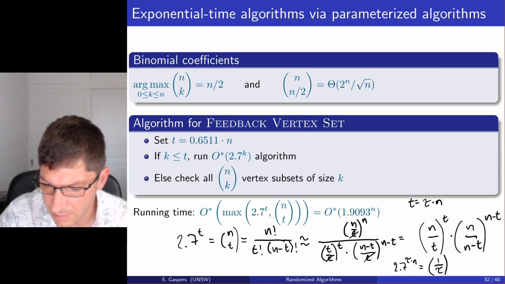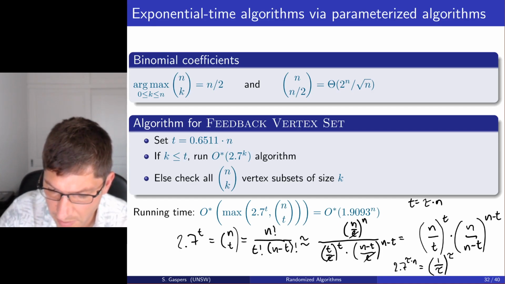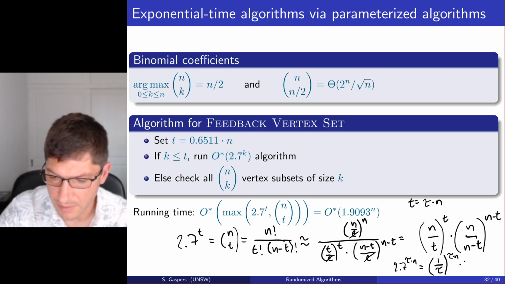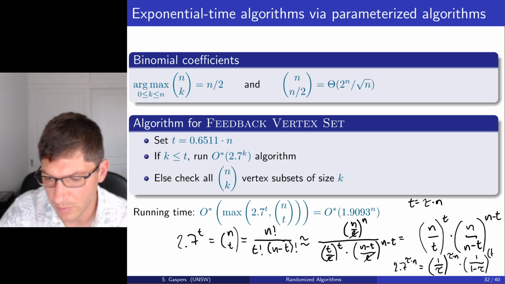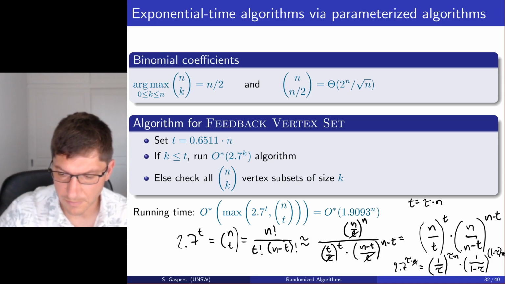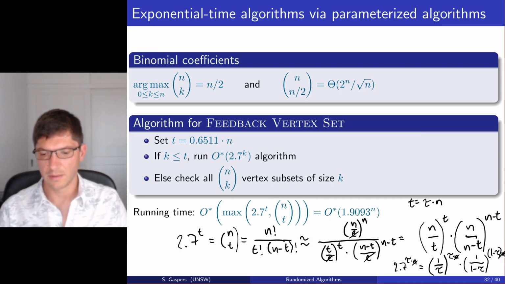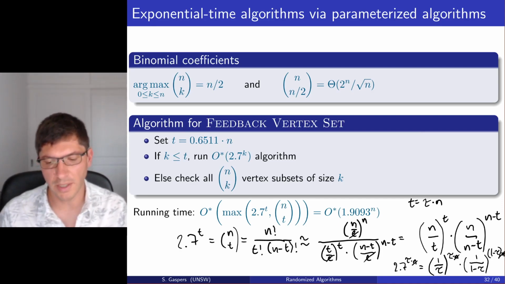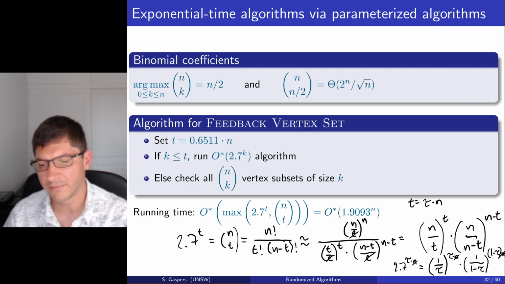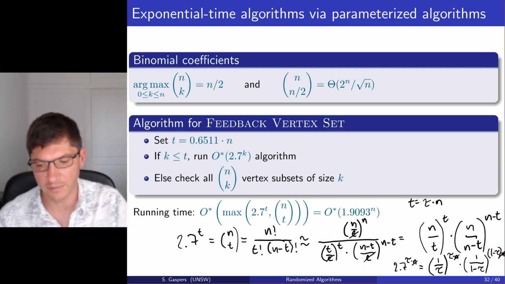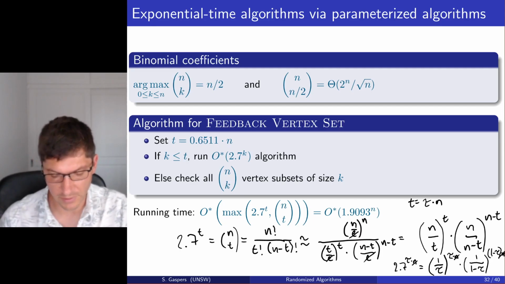To the power t, which is tau times n. Okay, times, and here I'll do the same. So it's 1 divided by 1 minus tau to the power n minus tau times n, so it's 1 minus tau times n. Now I can just get rid of n here. Okay, so I need that 2.7 to the power tau is equal to 1 divided by tau to the power tau times 1 divided by 1 minus tau to the power 1 minus tau. And this is something that we can solve now.